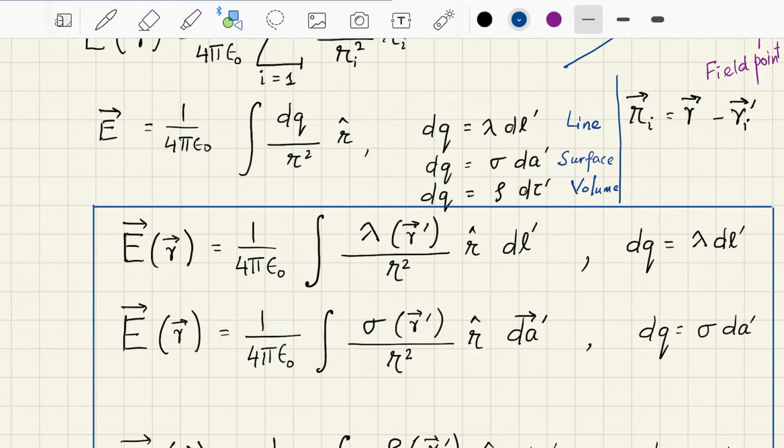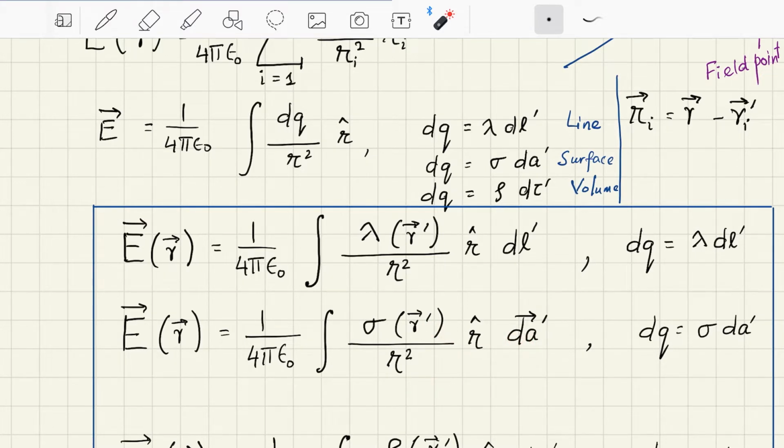Okay, so it's worth pointing out again that, remember, this is the source coordinate, and hence lambda is a function of the source coordinates. This is the distance from the source to the field, and this is the unit vector from the source to the field, and the integration is over the sources, because all the charges produce the field. So this is prime.